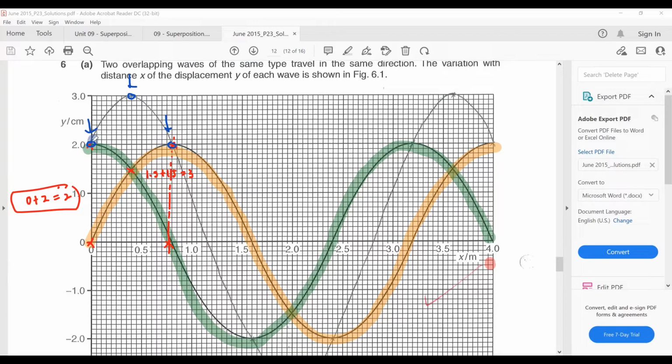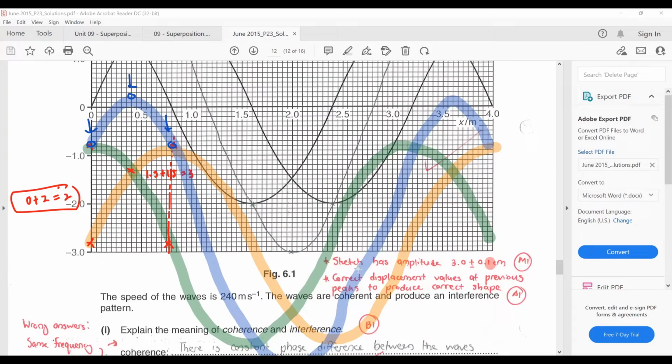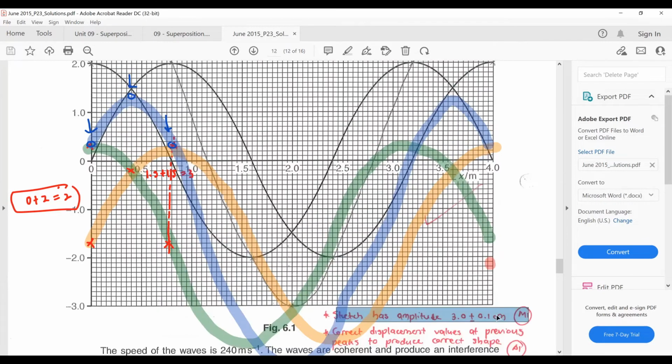Your resultant wave shape should look like this eventually. So just pick the convenient points and you should get the answer. Okay, so what they just want to see is that your sketch has an amplitude of 3 centimeters. That one will give you 1 mark.